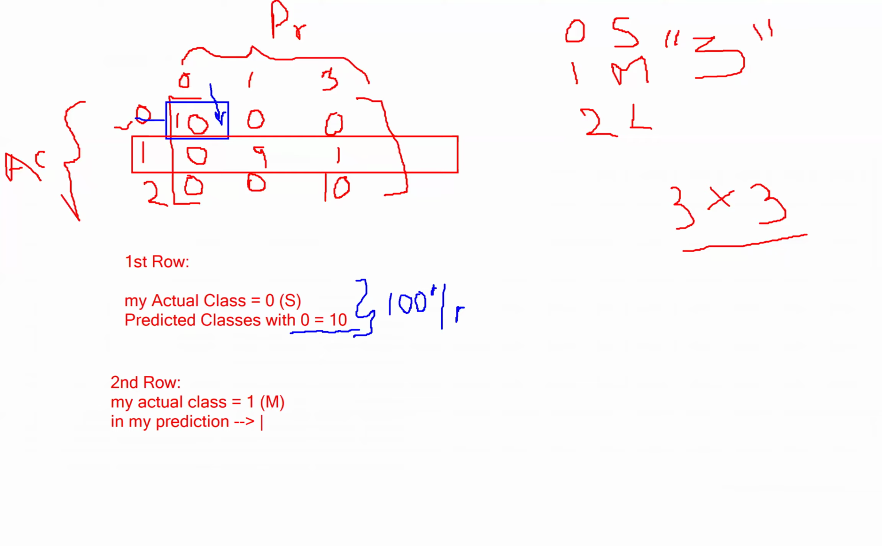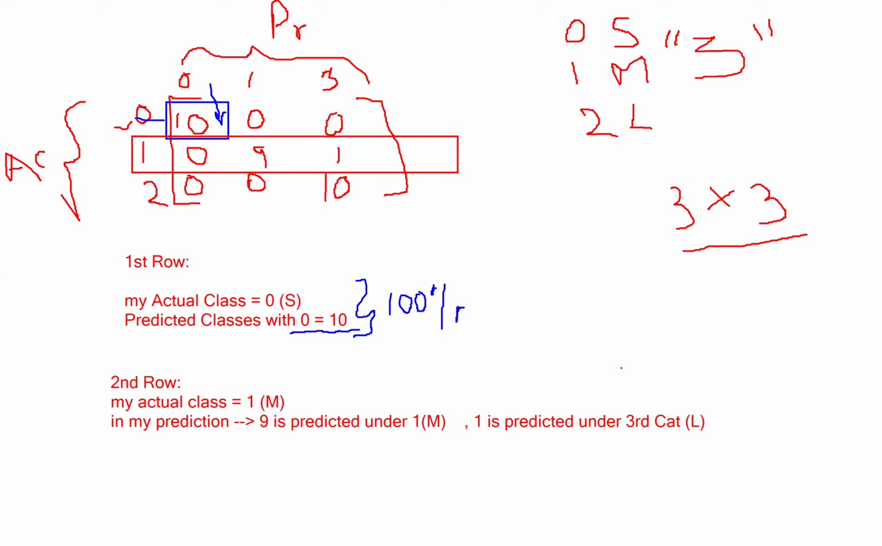out of 10 data that is there for a medium class, 9 are predicted under the first category, or M category, and 1 is predicted under the third category. Third category, or what is the size? L. L is the size, right?